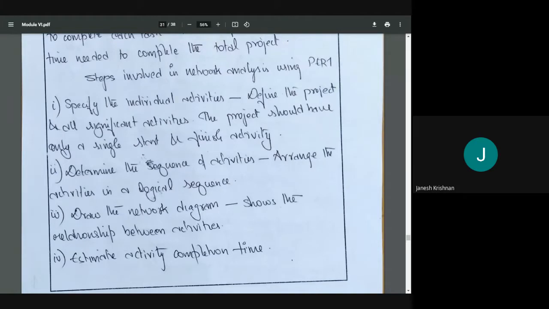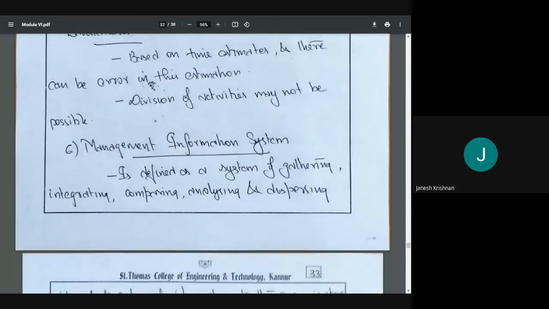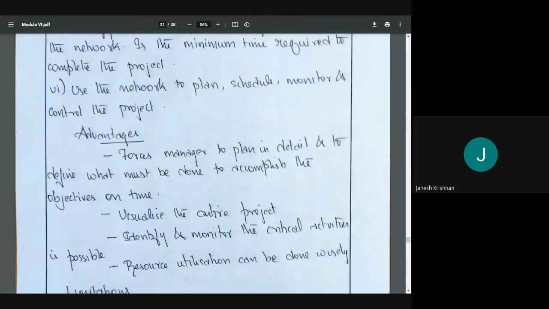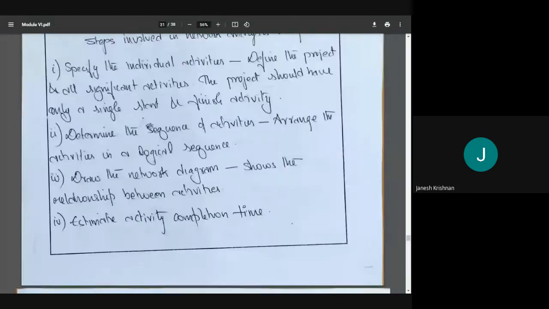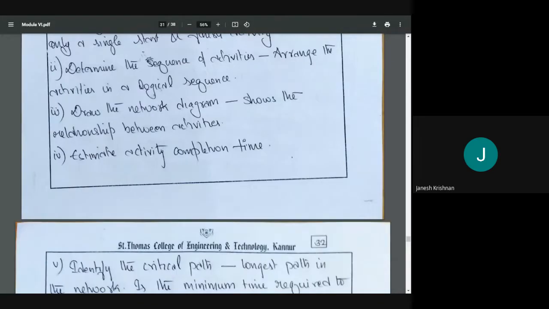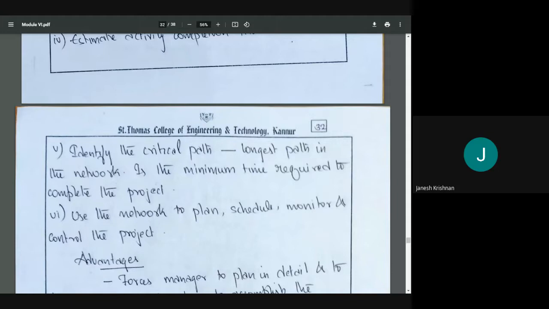Then draw the network diagram. Basically, what we are seeing shows the relationship between the activities. Then estimate the time for completion. How much time do we need for completing the particular activity? Then identify the critical path. The critical path is the longest path, and it shows the minimum time to complete the project. We'll see tomorrow also. Don't worry, but just read through this.